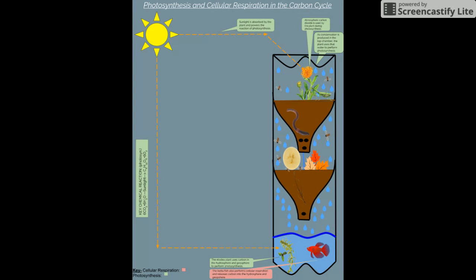As the fish in the bottom chamber does cellular respiration, which we will discuss later, she releases CO2, which is a product of respiration, but a reactant of photosynthesis. This is what makes it a cycle.